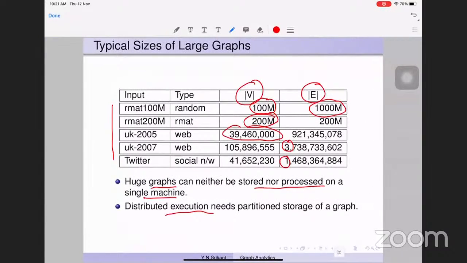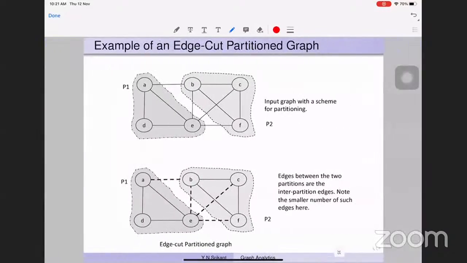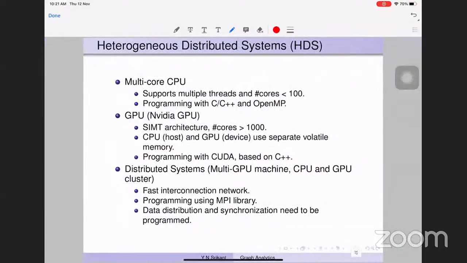So we come to the notion of a heterogeneous distributed system. There are multiple cores, and then there are GPUs. GPUs themselves have a very large number of cores. And distributed systems contain multiple GPUs, multiple CPUs, and a GPU cluster also, and clusters of these machines in general. So they have a very fast interconnection network.